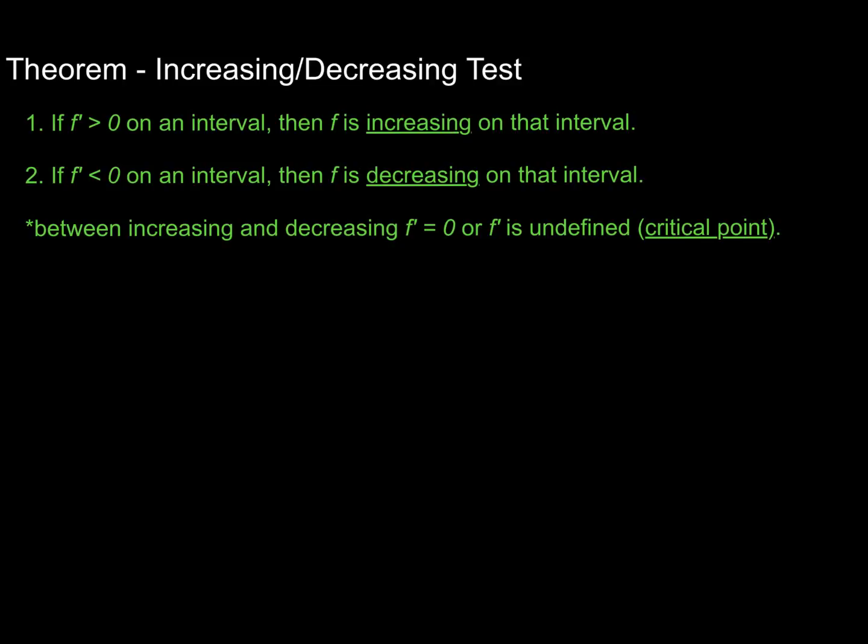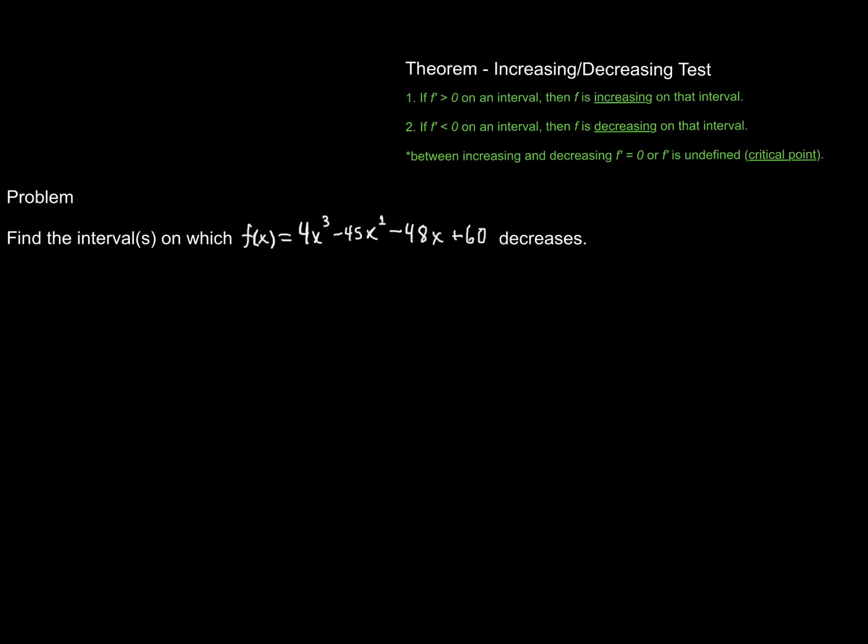So let's actually go ahead and take a look at an example that will allow us to see the progression through which I can decide whether something is increasing or decreasing. Alright, so we want to find the intervals on which this cubic function decreases. The first thing I want you to do is think what that means. What is it that I'm looking for if I'm trying to find where the function decreases? Well, based on this test here, a function will be decreasing if f prime is less than 0.